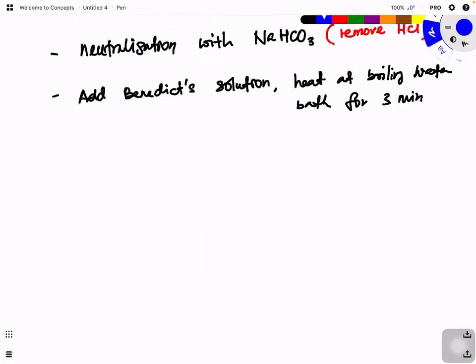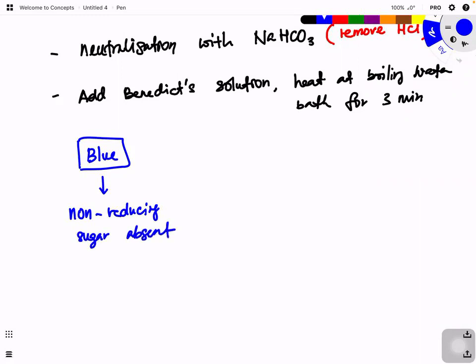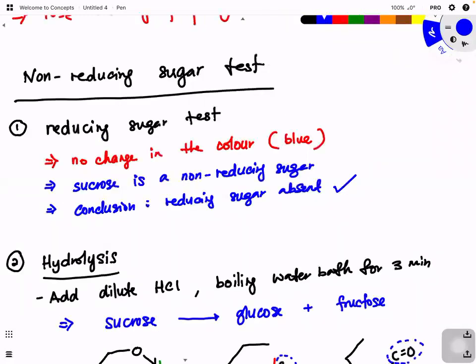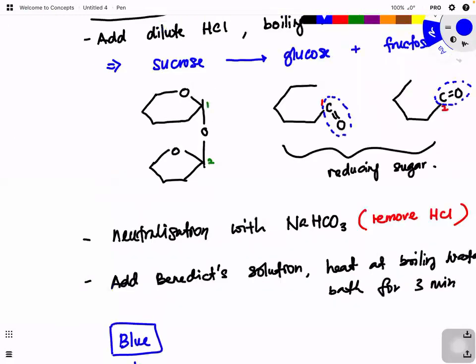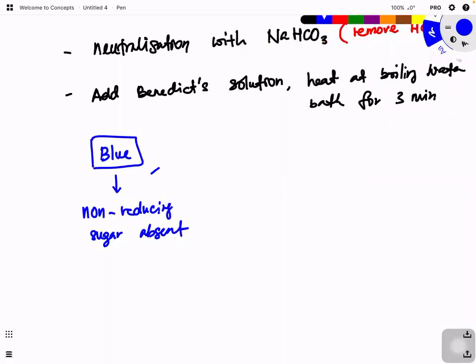So if the solution remains blue, then we can conclude that non-reducing sugar is absent. Correct or not? Okay, based on the first one blue, second one also blue, then we can conclude that non-reducing sugar is absent, or we say sucrose absent.